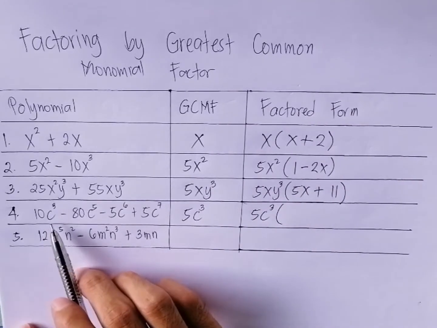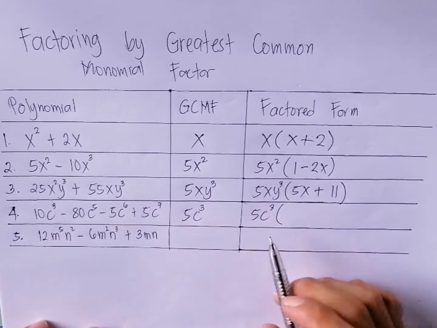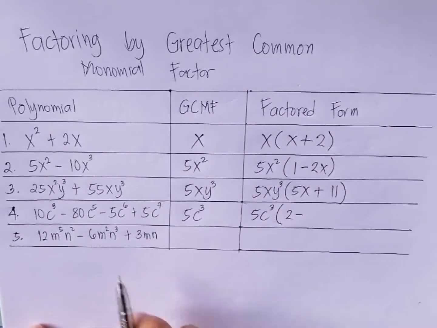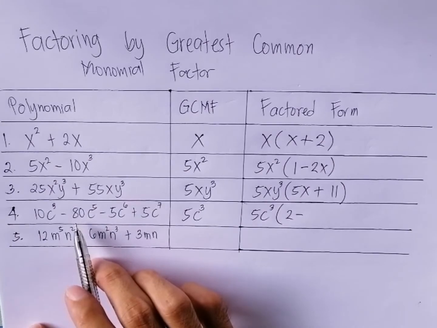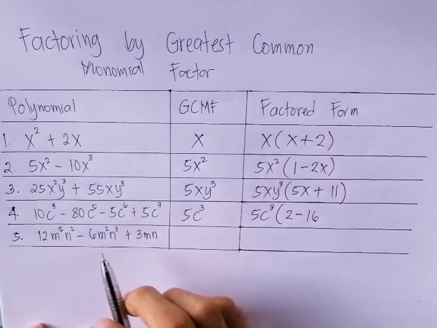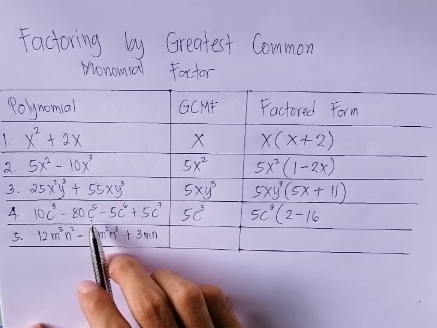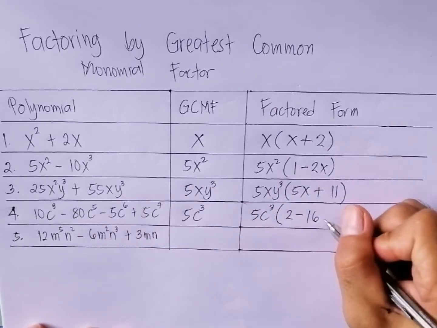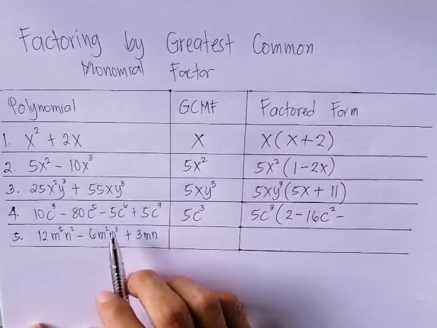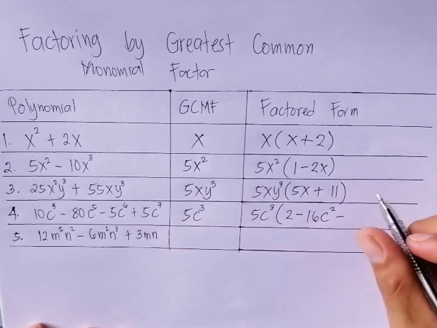10c cubed divided by 5c cubed is equal to 2, minus 80 divided by 5, that is equal to 16. And then c raised to 5 divided by c raised to 3 is equal to c raised to 2, or c squared, minus 5 divided by 5, that is equal to 1.